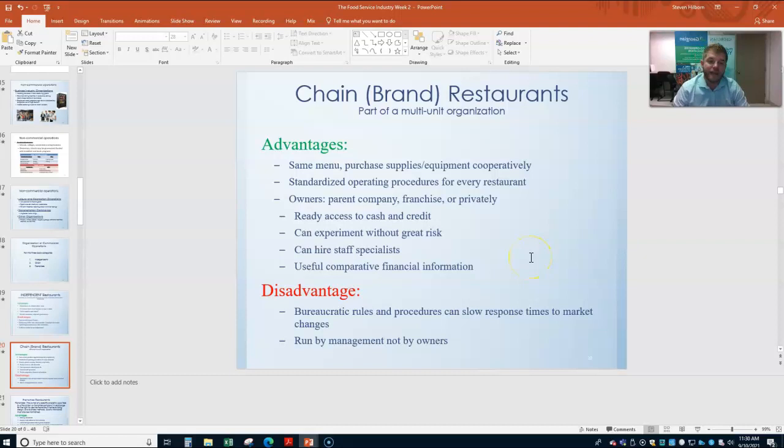So next is a chain restaurant. So the difference between a chain restaurant and a franchise is that the chain restaurant is owned by that big company.